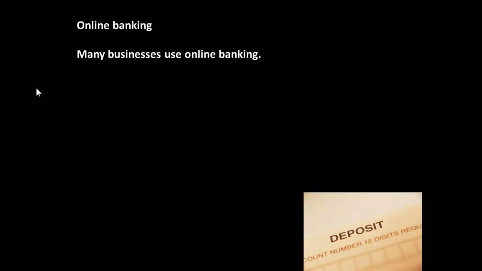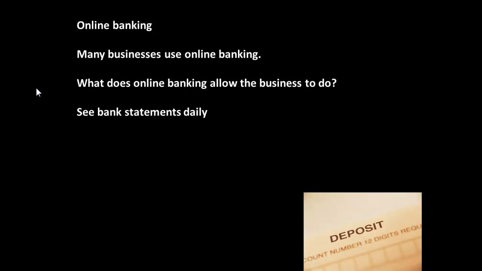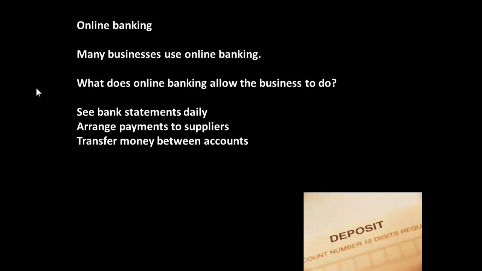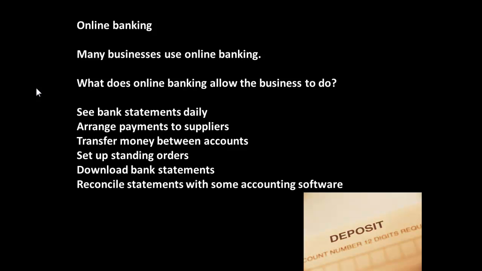Many businesses these days, in fact, use online banking. So what does online banking allow the business to do? You may use online banking yourself for personal banking. So you can see your bank statements each day, see them any time you want for 24 hours of the day with most banks. You can arrange payments to suppliers. You can transfer money between your accounts, and you can set up standing orders. Now, you can't set up direct debits, but you can set up the standing orders. And you can also, if you wish, download bank statements, and some software for accounting even allows you to reconcile statements directly with the bank.